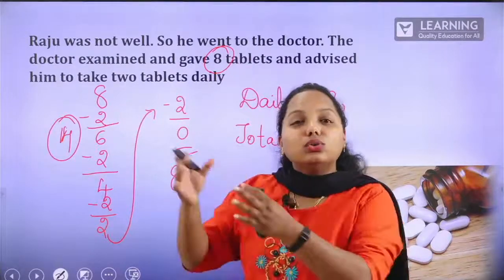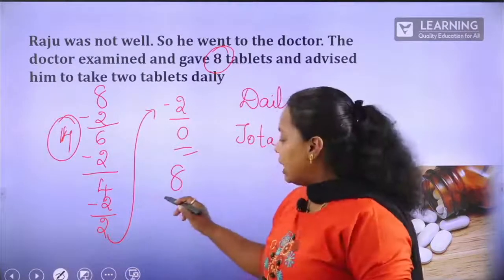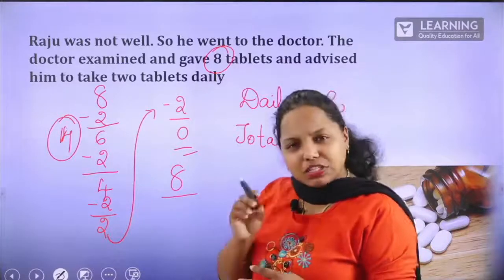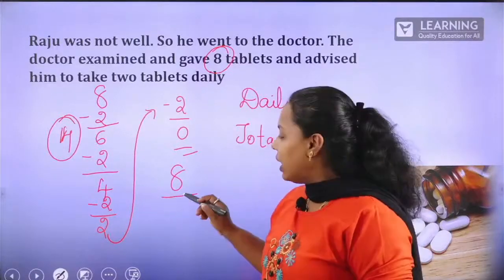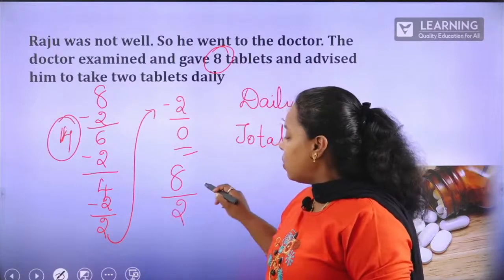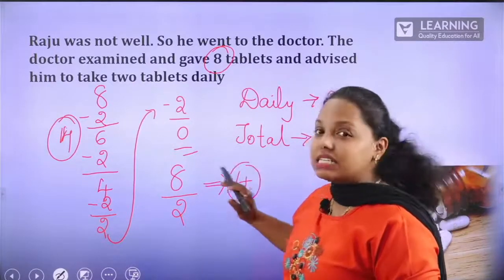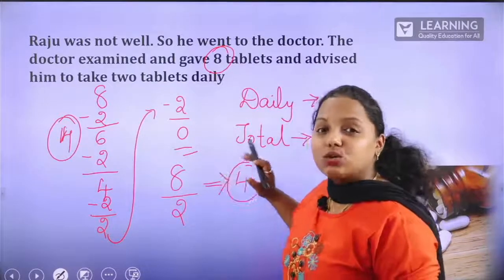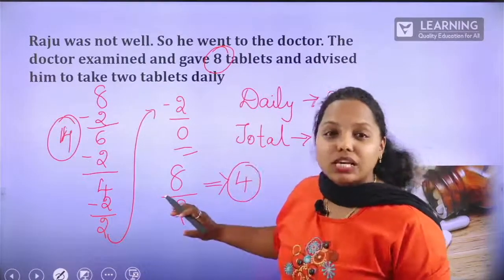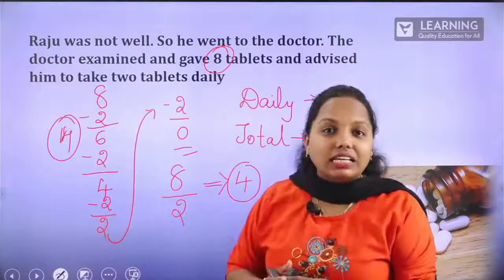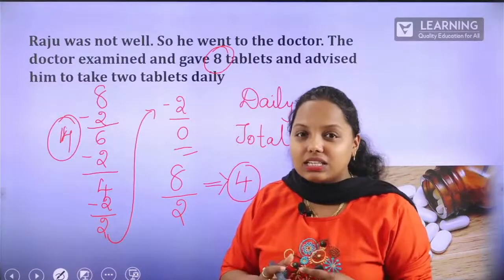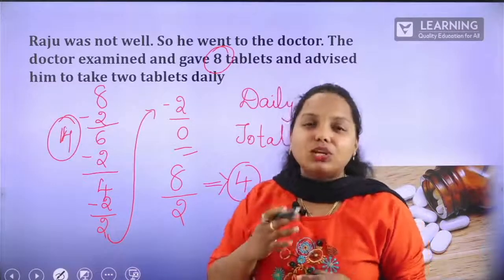It is 2, 2, 2 over there, right? So 8 divided by... Ma'am, this is a different line. Yes, I'll explain to you. 8 divided by 2. What is the number you are getting? It is 4 over there. Is the number matching? Yes. So 4 days is going to take 2 tablets daily. I hope you are understanding this one. And what exactly is the sign of the division?